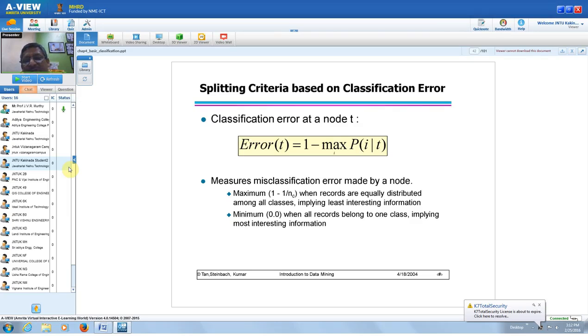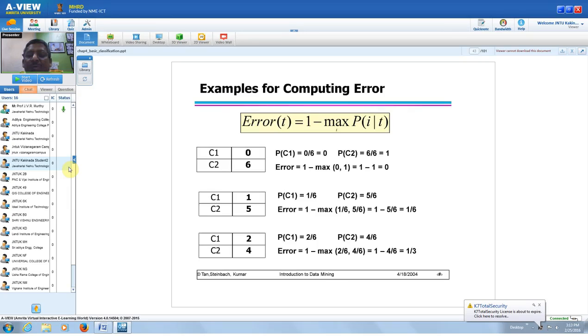Measures misclassification error made by a node. It is 1 minus 1 by n_c, where records are equally distributed among all classes, implying least interesting information. So there is one more measure called error rate at t, that is 1 minus max of p(i|t). So this is about the information gain rate.